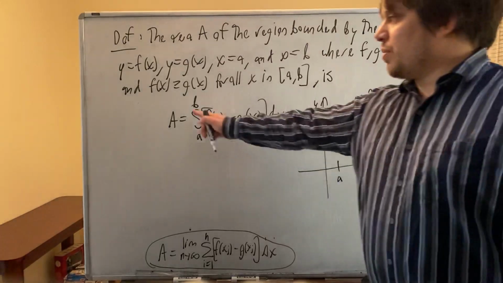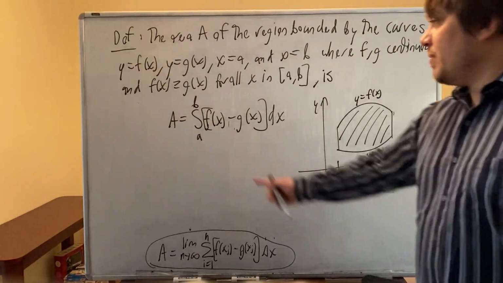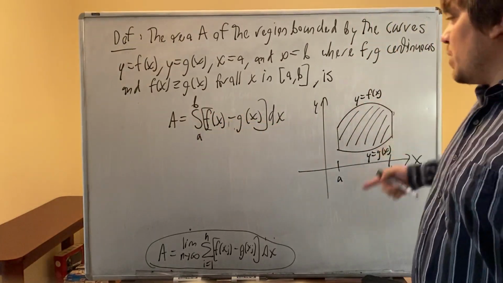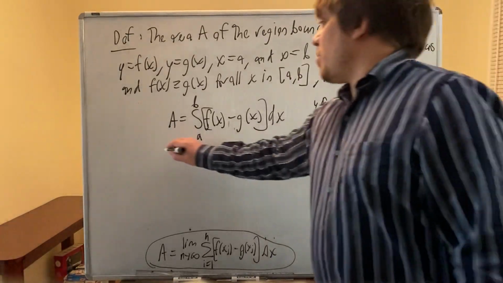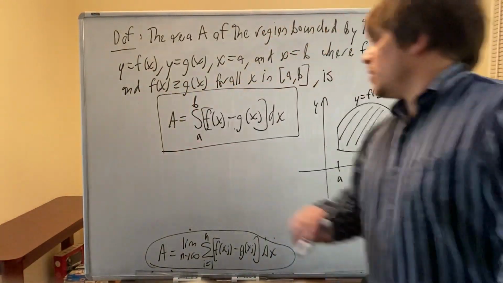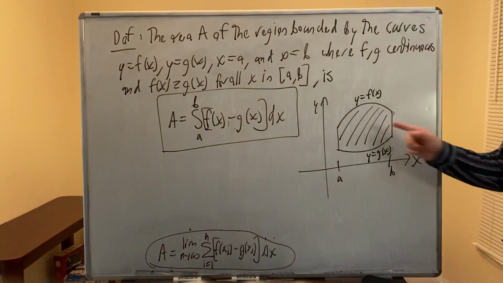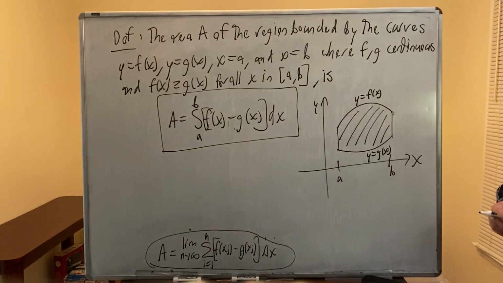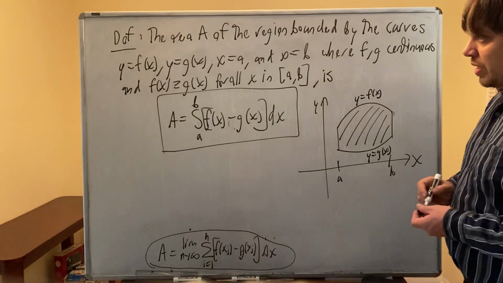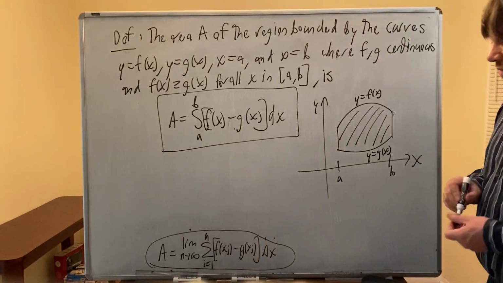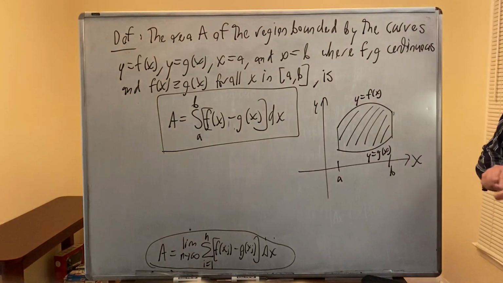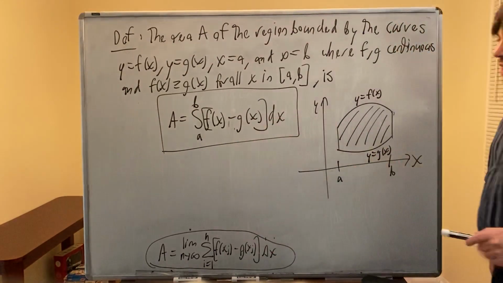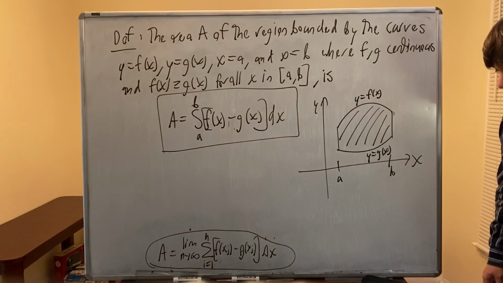And capital A is equal to the definite integral from a to b of f of x, the top function, minus g of x, the bottom function, dx. Okay, so what you need to remember is this equation. The area capital A of that shaded region is that definite integral, right? And meeting all the conditions of that definition, you get that from that. Okay? You can interpret this as a limit of that definite integral.